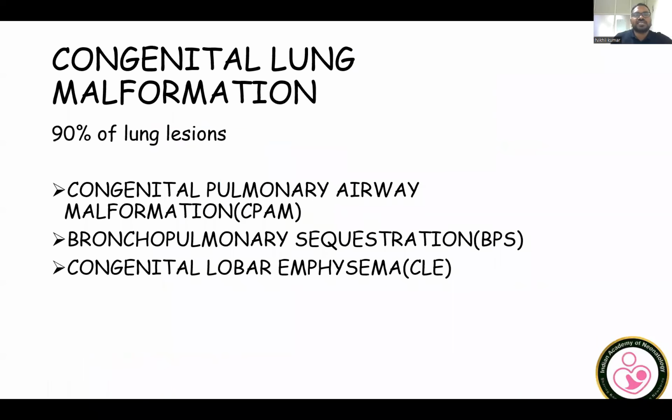So now coming to the congenital lung malformations, 90% of the lung lesions are mainly composed of three things: one is the congenital pulmonary airway malformation, another is bronchopulmonary sequestration, and the congenital lobar emphysema.